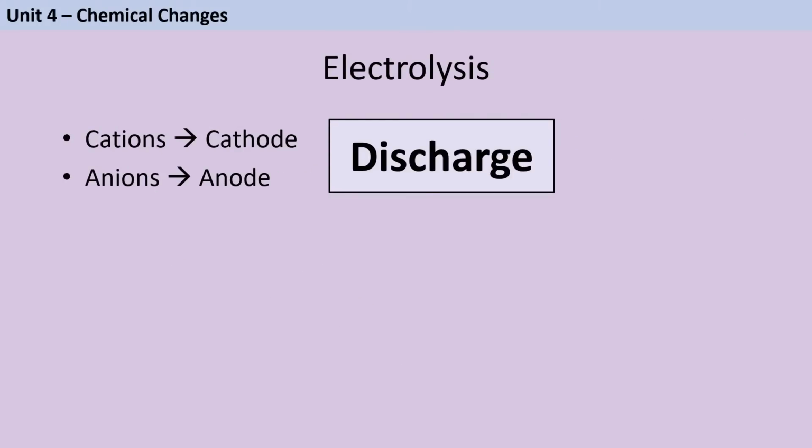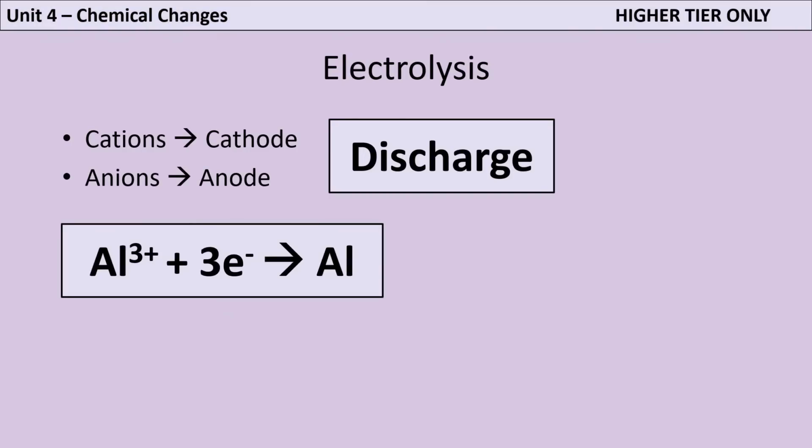So once the electrolysis starts, the ions are going to move in response to the charge, with the positive cations being attracted to the negative cathode and the negative anions being attracted to the positive anode because opposite charges attract. When the ions reach the electrode, electron transfer takes place and the ions are discharged. So that means they stop being charged and they turn back into atoms. So this could be the reduction of cations or the oxidation of anions.